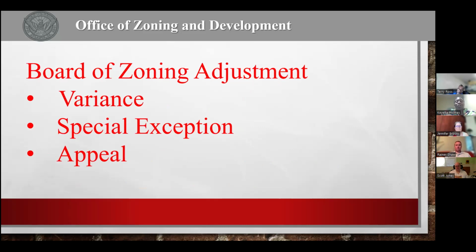The Board of Zoning Adjustment hears three types of applications: variances, special exceptions, and appeals. These applications are all relief from Part 16. So all relief is being sought from any of the zoning district regulations. A variance is to the setbacks.